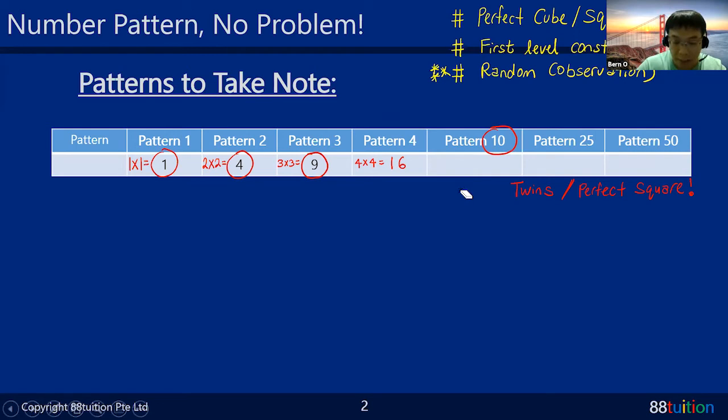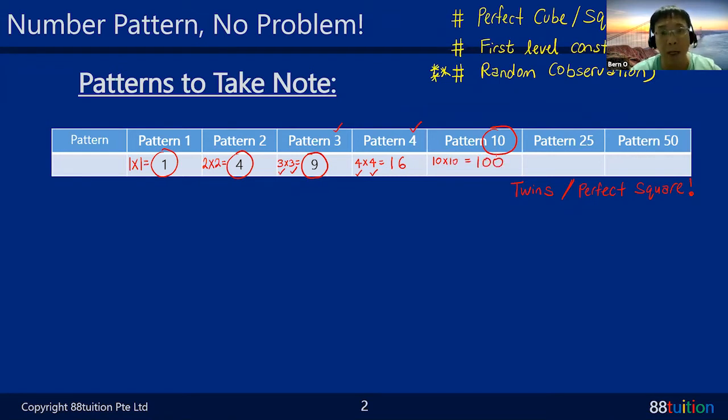So as you can see, pattern 4, I use 4 times 4. Pattern 3, I use 3 times 3. So the main heading is actually a clue. Where is the main heading? These are the main headings. That is the clue. So pattern 10 is what? Pattern 10 will be 10 times 10. Easy. That will be 100.